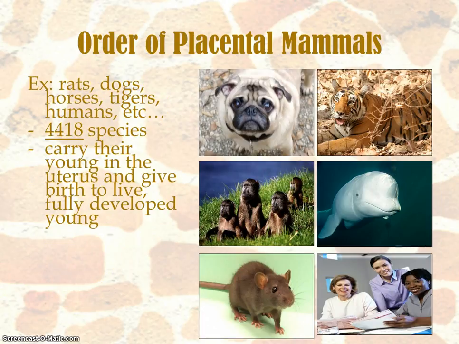And then you have the placental mammals. The placental mammals are going to be the mammals whose young develop within the womb and are connected to a placenta, and then that placenta is where they obtain nutrients, and they're able to develop because they are linked to that placenta.